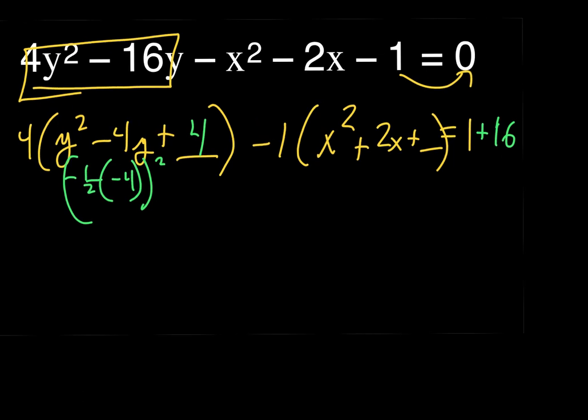Then, on the x one, I take half of 2, square that whole thing. So again, the middle term is 2. Half of 2 is 1. 1 squared is 1. But I'm not adding 1 to this side. I'm adding 1 times negative 1. I'm actually subtracting 1 from that side.